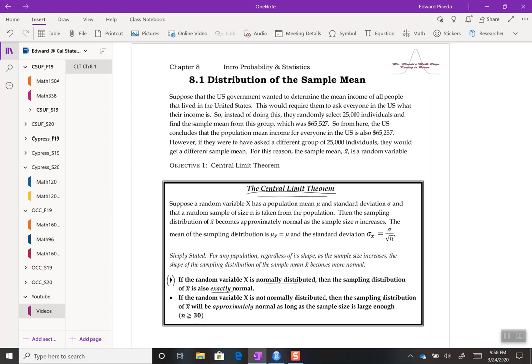What it's saying is that if you're coming from a distribution that is normal, or data that is normal, your distribution is just going to become more normal. Whereas condition number 2 says that if a random variable x is not normally distributed, then the sampling distribution of x bar will be approximately normal as long as the sample size is greater than or equal to 30.